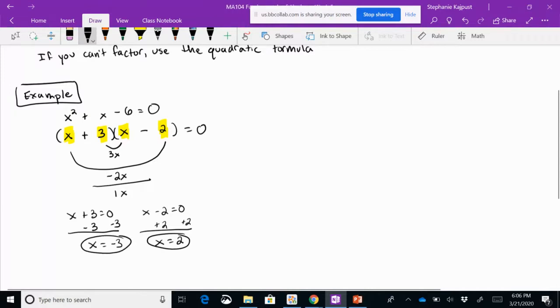So that's solving by factoring. We can get the same answer using the quadratic formula. So I'm going to do that on the right here.